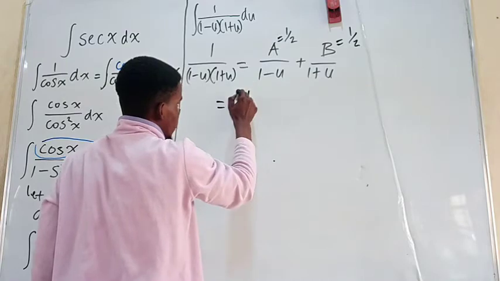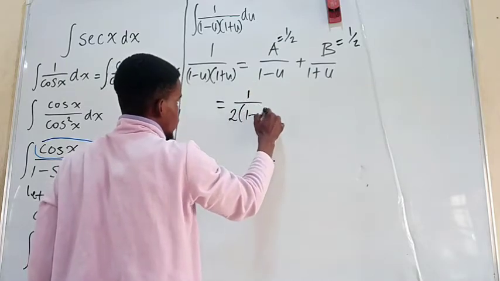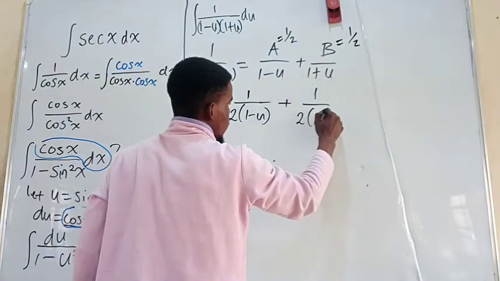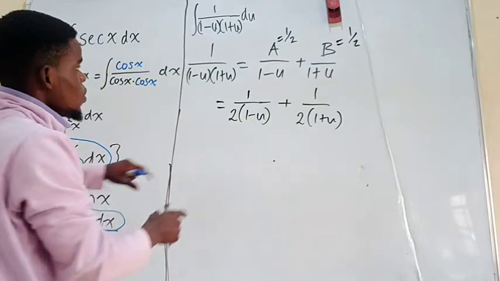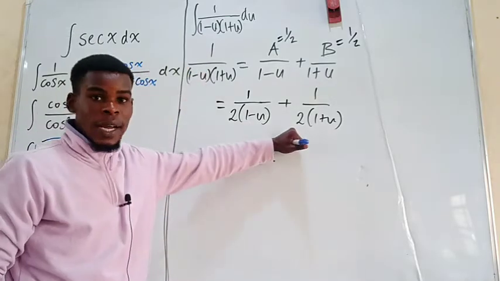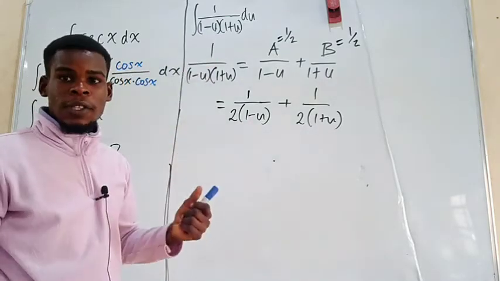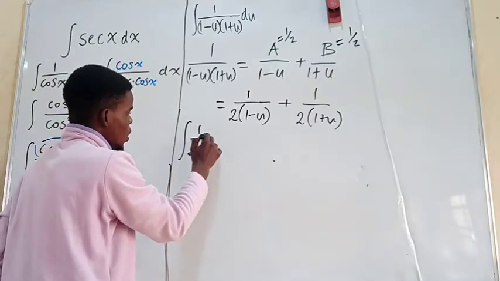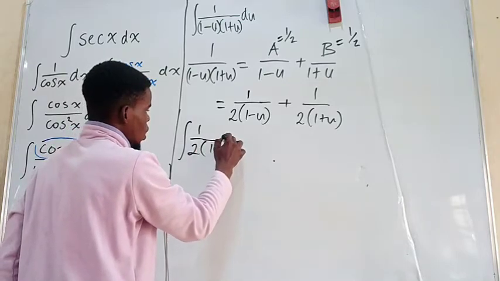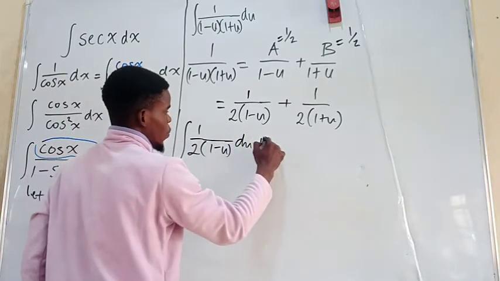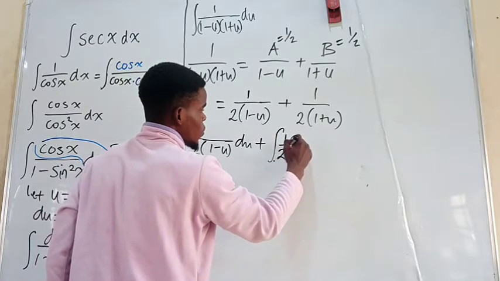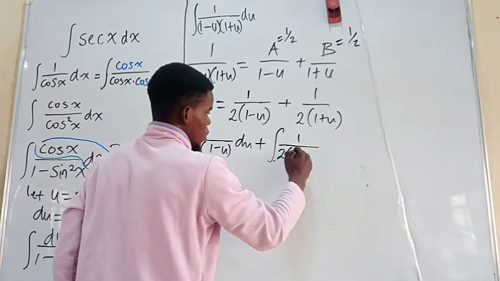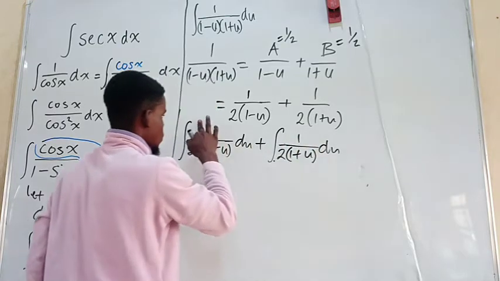So I would like to rewrite that as 1 minus u, alright? So this is just the 1 over 2. Then 1 over 2 for B. So this is 1 plus u, alright? So in the place of this, I can just write this, alright? And at once, I would like to split the integrals. So we're going to have the antiderivative of 1 over 2 times 1 minus u, then du. Then we just add it with the antiderivative of 1 over 2 times 1 plus u, and I'll put down the du like this, alright?